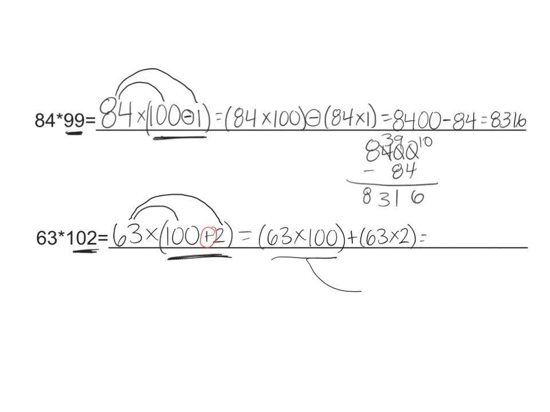Then I'll just do my normal multiplication. 63 times 100 equals 63, then add my 2 zeros, 6,300. Then I have a plus, so I will keep my plus. Then 63 times 2 is 126. Then I do my addition to get 6,426.